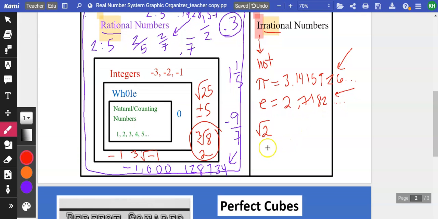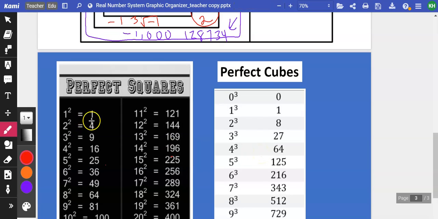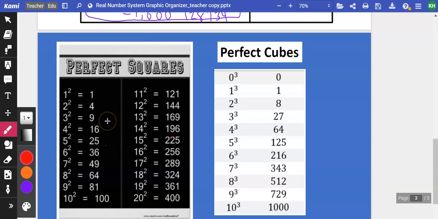And I knew that this was going to be irrational because if you look at the chart, 2 is not a perfect square. 2 falls between 1 and 4. 2 is a non-perfect square. Let's come up with another example that we can record. How about the square root of 75? Well, 75 would fall between 64 and 81. It is not a perfect square. Whoops, let me undo that.